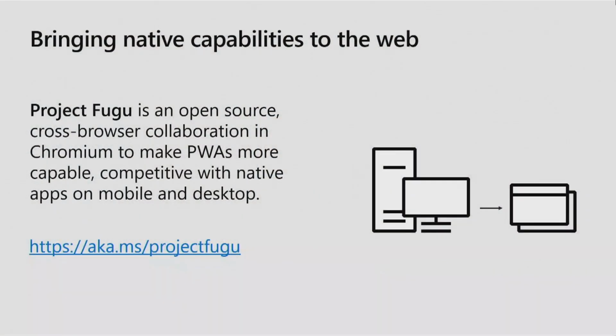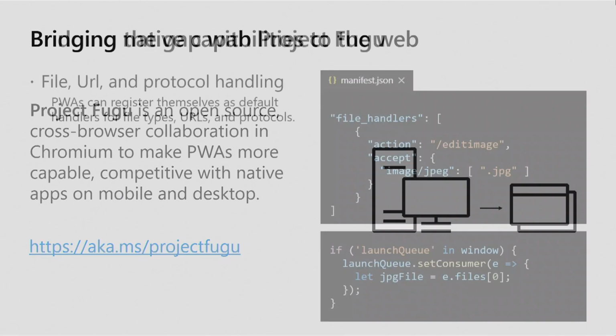And the contribution to the open source projects that Soham is talking about is primarily Project Fugu. This is a collaboration between Microsoft, Google, Intel, and you, the web developer community, to make the web a more capable app platform. So what we'd like to do is just show you some of these advancements now, some of these new capabilities we're pushing in the web.